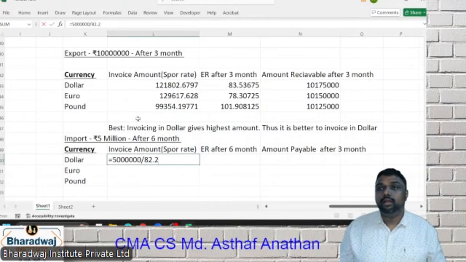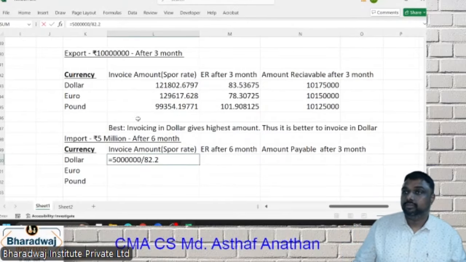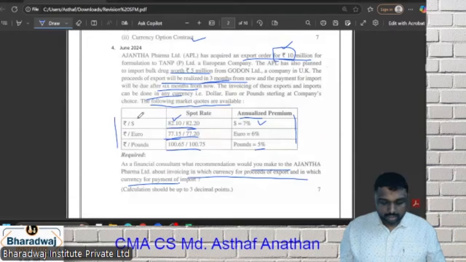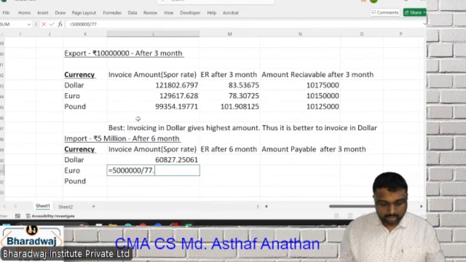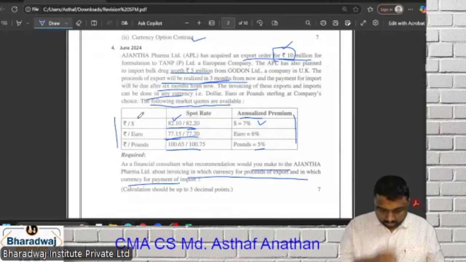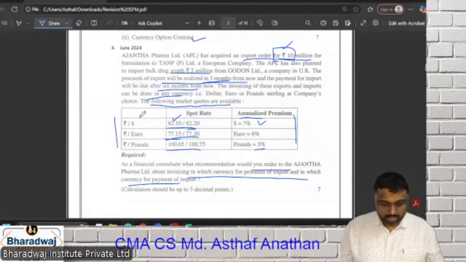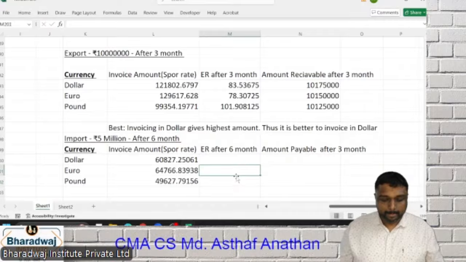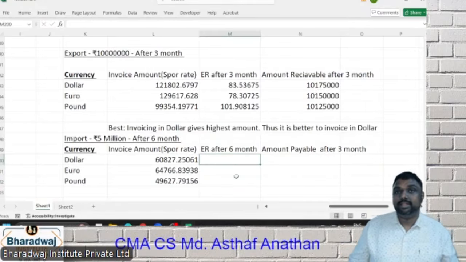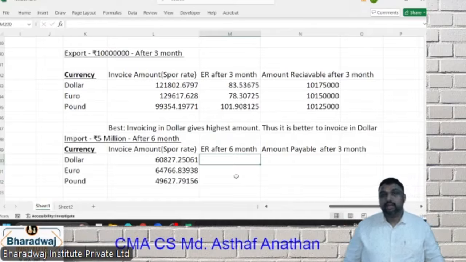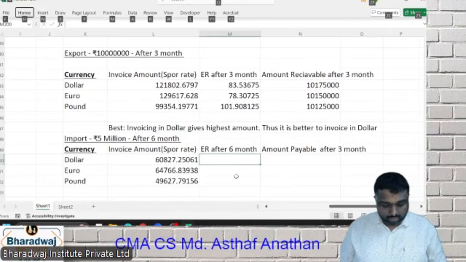82.2, correct? Next it will be divided by 77.2, 100.75. Now again, what is the exchange rate? We know you are getting, so you want to buy. Bank is selling, so bank sell is ask rate. So directly we can go for it.